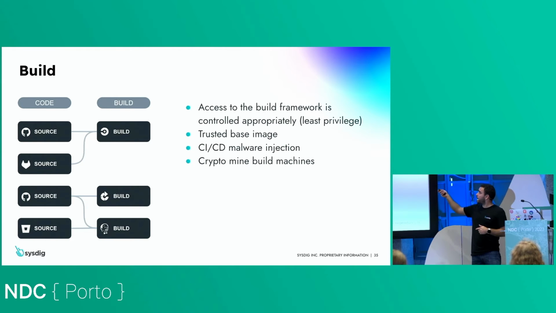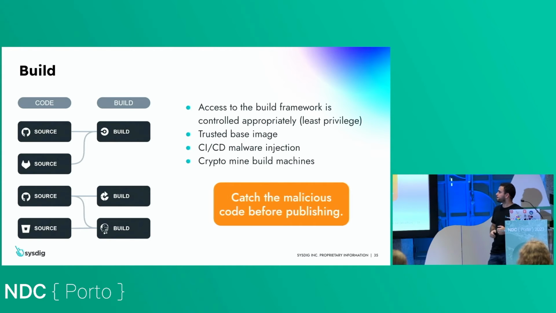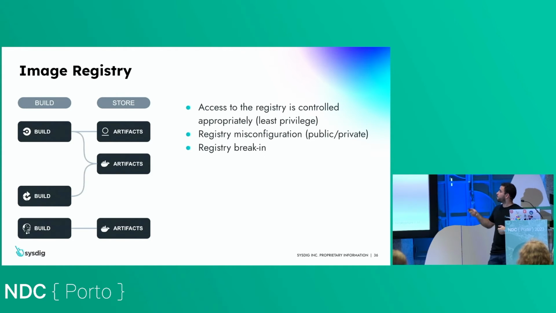At build time, again, access to the build framework, least privilege. I'm going to say that many, many times. Trusted base image. The image that you're using, is it a trusted base image? Is it signed, right? CI/CD malware injection, be aware of that. Sometimes leaked credentials allow attackers to inject malware within your CI/CD pipeline and use your build machines for crypto mining. Catch the malicious code before publish time.